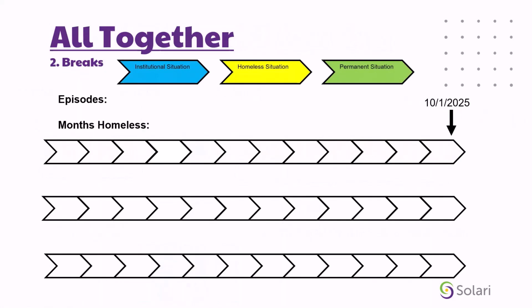So in those previous slides, for permanent situations and institutional situations, we're looking at a period of 1 year. Now the homeless definition, especially with chronicity, which we'll touch base on later, does look at a client's history of homelessness for the past 3 years. So the blue in the scenario is an institutional situation, the yellow is a homeless situation, and the green is a permanent situation.